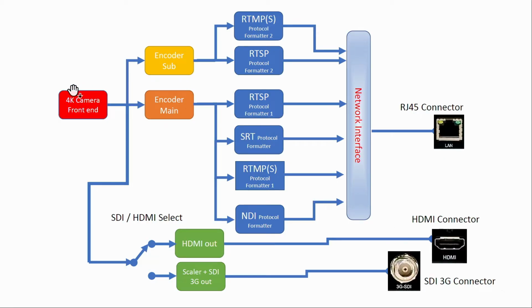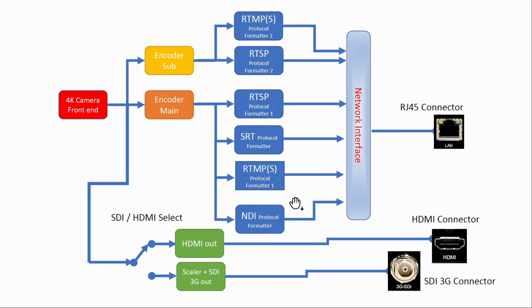Now I'd like to introduce you to the internal structure of the KY-PZ400 and KY-PZ200. As you can see, the KY-PZ400 has a 4K camera front end and 2 encoders. There is a main encoder, which gives you high resolution encoded signals, and a sub-encoder for lower resolution signals. The camera has a 3G SDI output and an HDMI output. You can choose to output the signal either through HDMI in resolutions up to 4K or through 3G SDI in resolutions up to 1080p 50 or 60.